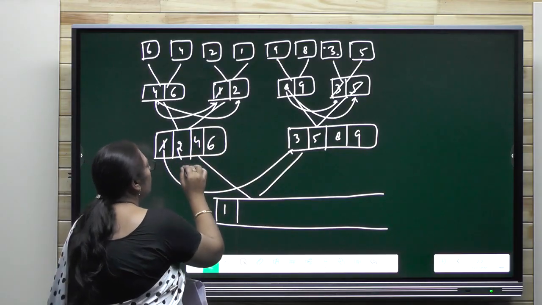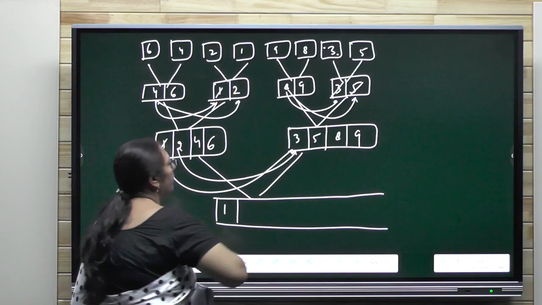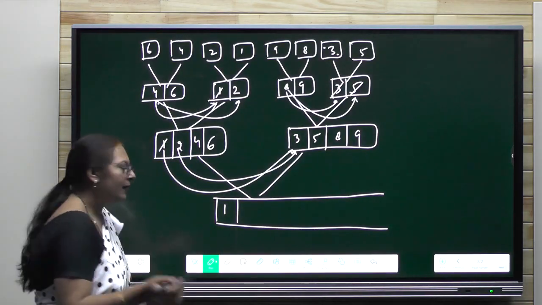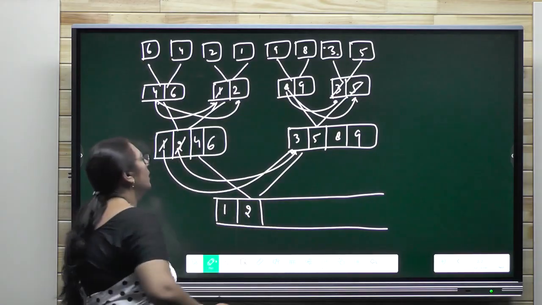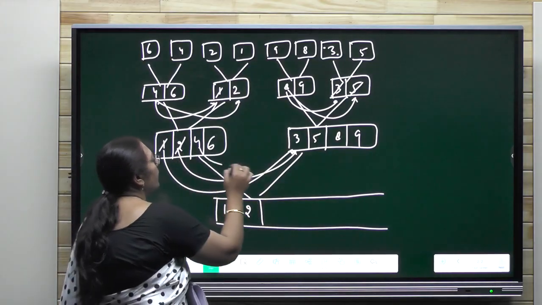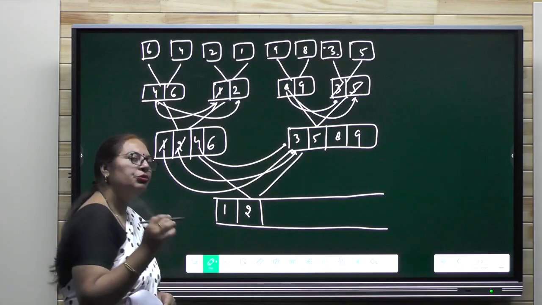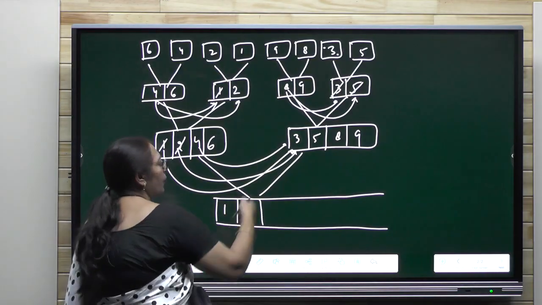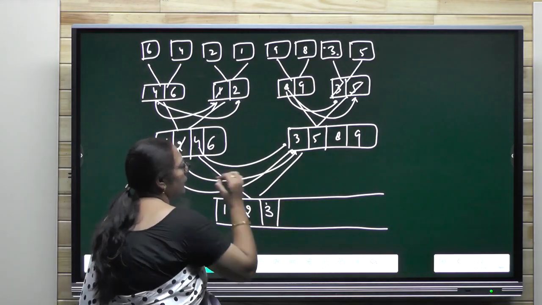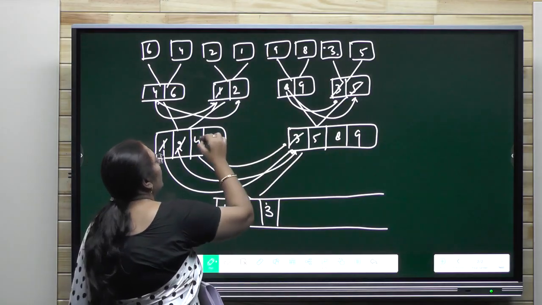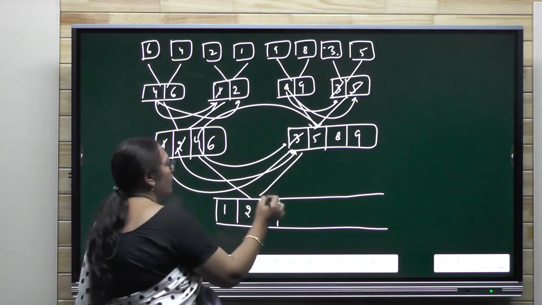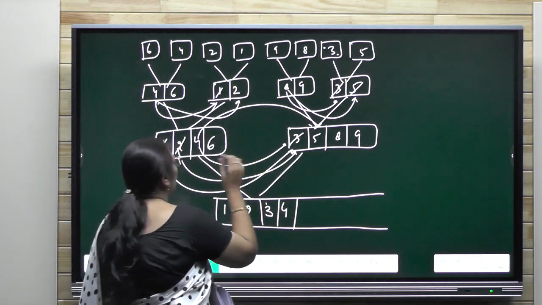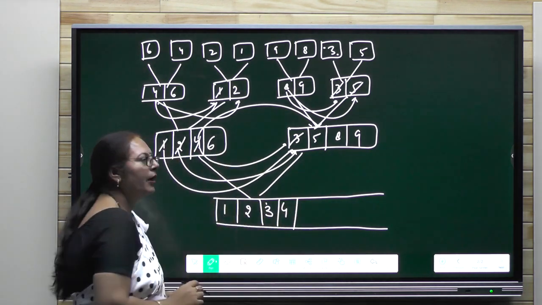Then 2 will be compared with 3. 2 is less than 3. That means 2 is going to take the next position. Then 4 will be compared with 3. Now 3 is less than 4, so 3 is going to come in the resultant array first. Then 4 will be compared with 5, that means 4 is less, so the next position will be taken by 4.